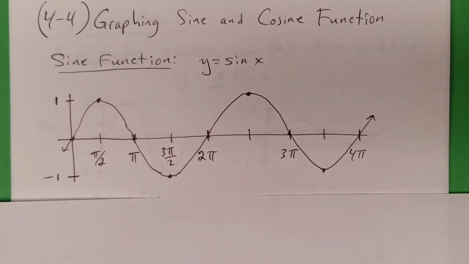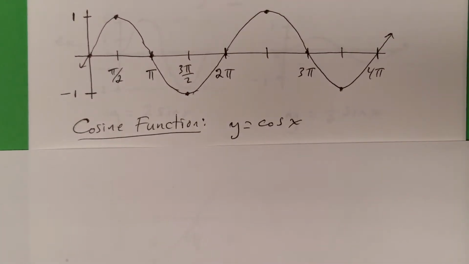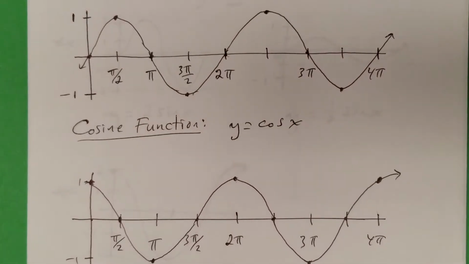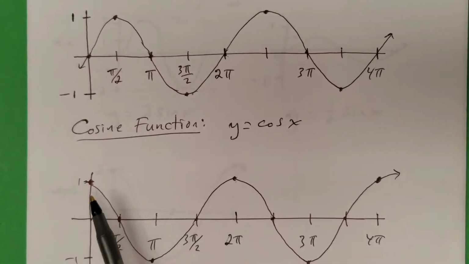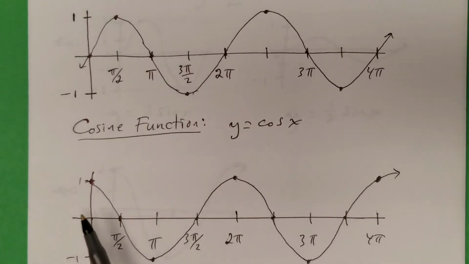Okay, what about the cosine? The cosine looks a lot like sine x, except instead of starting at 0, it starts at 1. So remember, sine started at 0 and went to 1. This one starts at 1, then goes to 0, then down, then back to 0 and back to 1. And then it repeats. So notice that it starts at 1 and ends at 1, whereas sine starts at 0 and ends at 0. Okay?